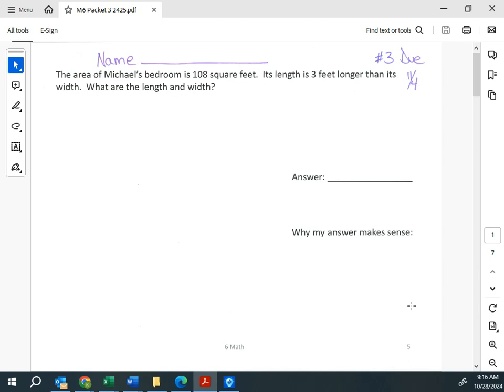Good morning. Today we are making the video for packet number 3, which is due not on the 4th as it says on the packet because we don't have school that day. It is due on the 5th.